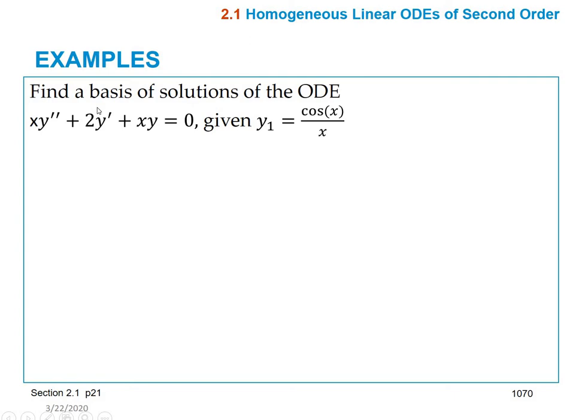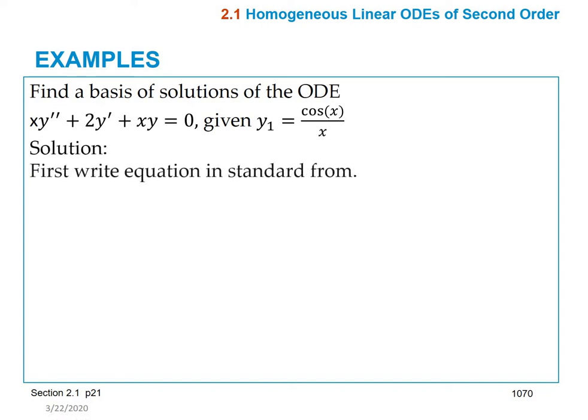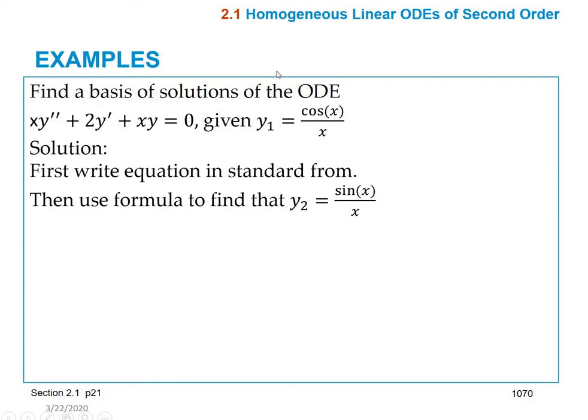This is another problem. I give you that y1 is a solution for this homogeneous linear ODE, and I want you to give me the second solution. Now, as we did before, I should write this one in standard form. So divide by x. This is the standard form. And if you use the formula, you'll be able to find y2 equals sine x over x. Again, I want you to do the calculations and let me know if you have any problem.